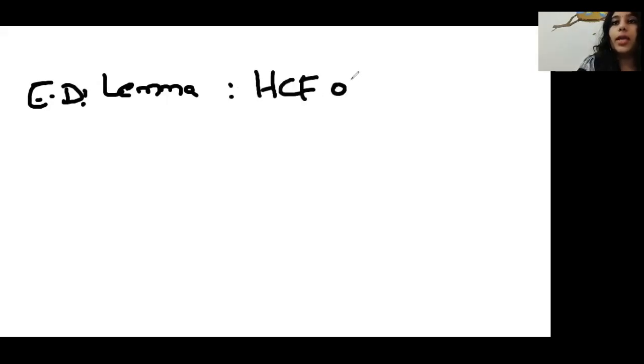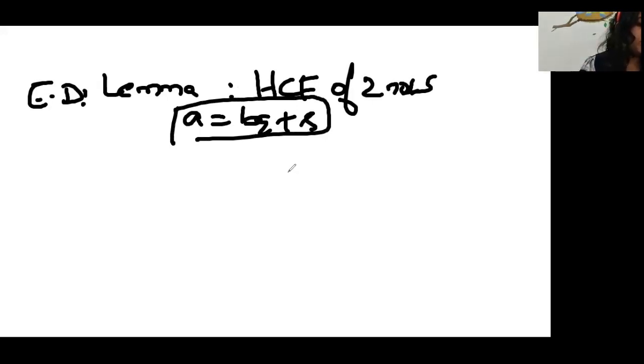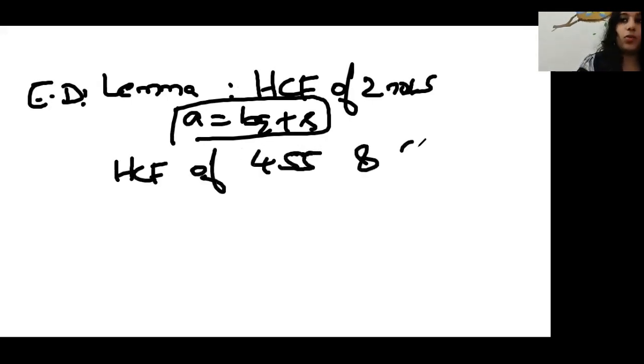HCF of any two numbers. We can adopt this form, A is equal to BQ plus R, for the same. If I'm asking you to find the HCF of 455 and 42, how will you do this?